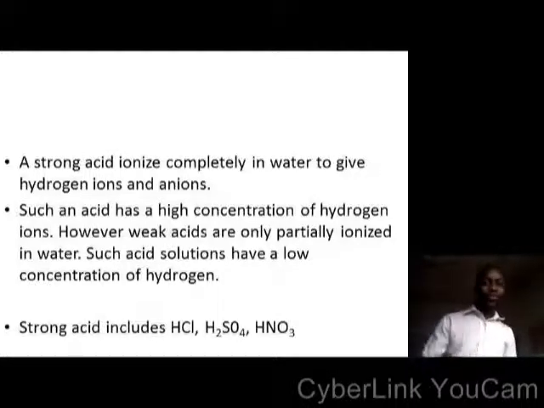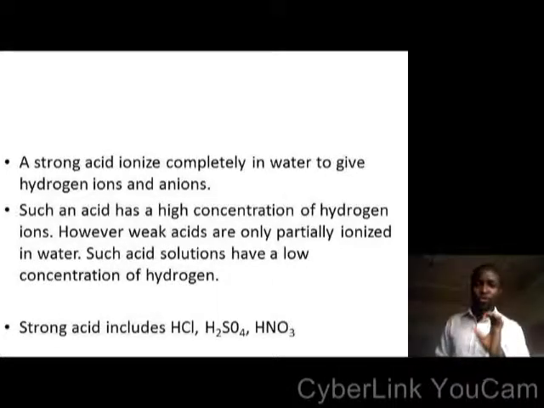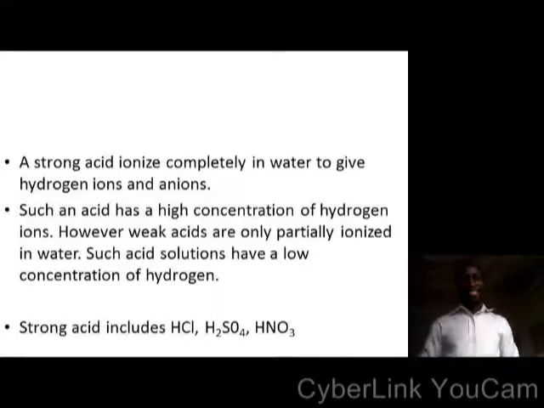Strong acids include HCl, that's hydrochloric acid, H2SO4, that's hydrogen tetraoxosulfate or tetraoxosulfate acid. When you pronounce acid, don't pronounce hydrogen. When you pronounce hydrogen, don't pronounce acid. Look at the third one. HNO3, hydrogen trioxonitrate V. Or you call it trioxonitrate V acid.